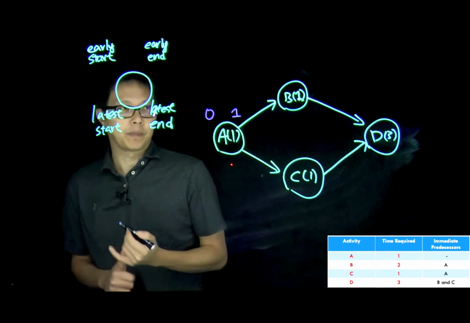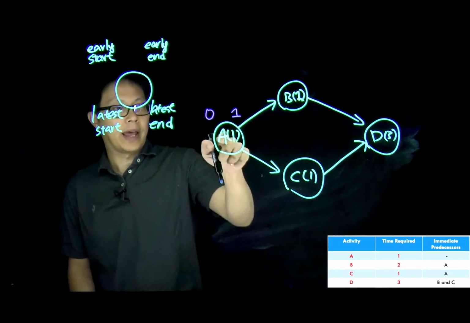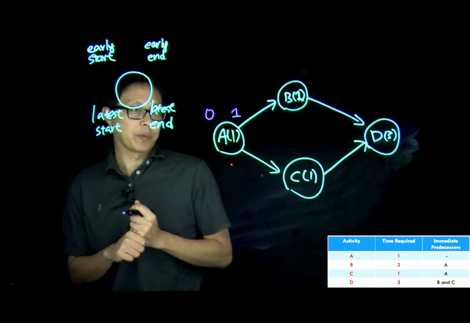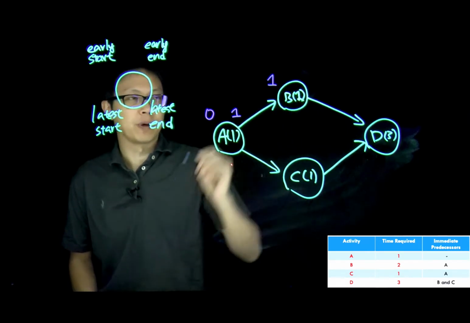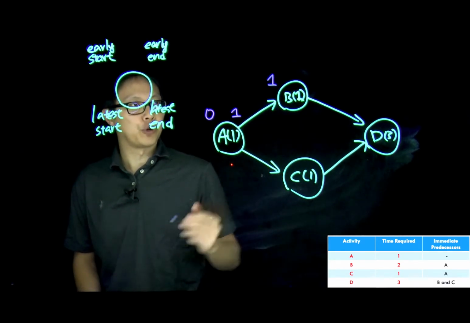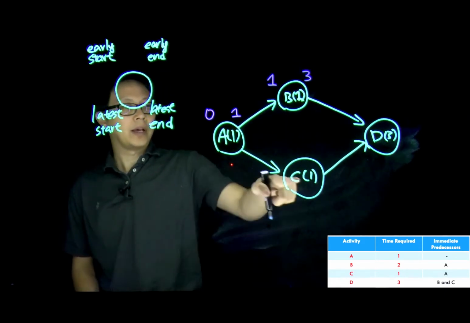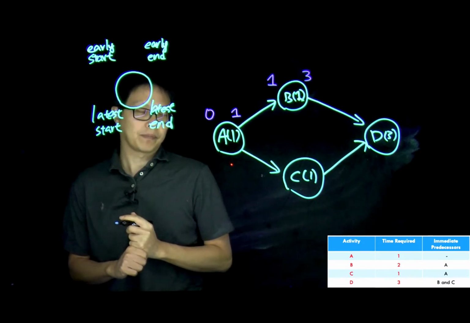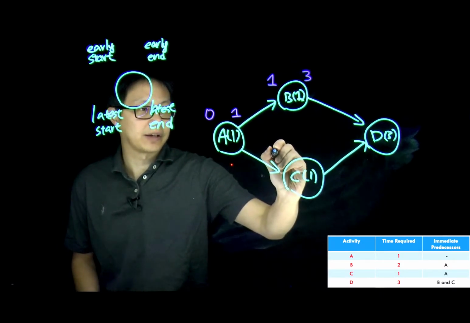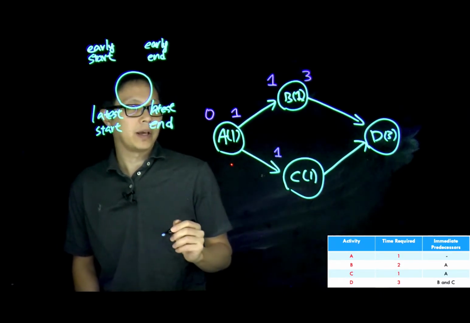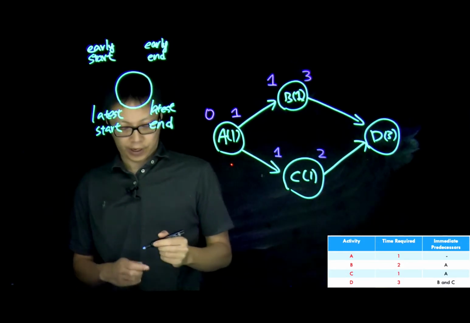For node B, we cannot start to work on B until we finish A. The earliest time we can finish A is 1, which means the earliest time we can start to work on B is 1. The duration is 2, which means we will be able to finish B at time 3. Now, let's move on to node C. We need to work on C after we finish A, so the early start time will be 1, and the duration will be 1, which means the early end time will be 2.